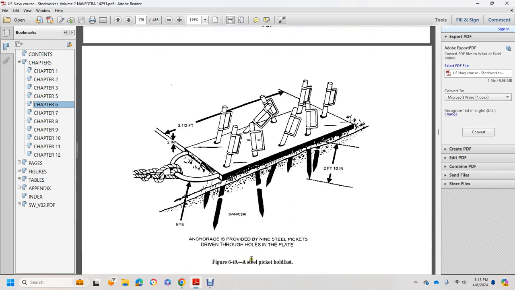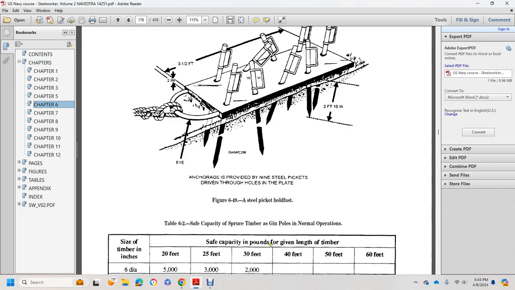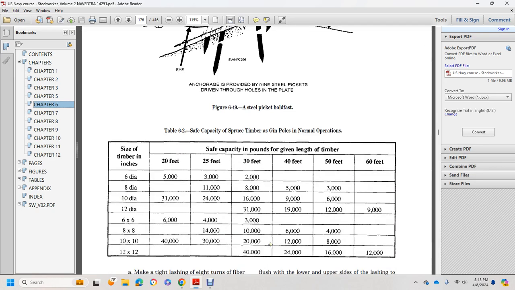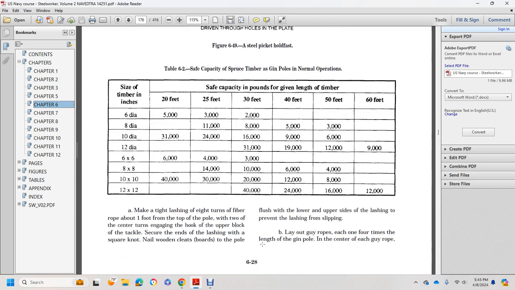Figure 649 shows a steel picket holdfast. Anchorage is provided by 9 steel pickets driven through holes in a plate. Figure 622 shows a safe capacity spruce timber for the gin pole's operation.